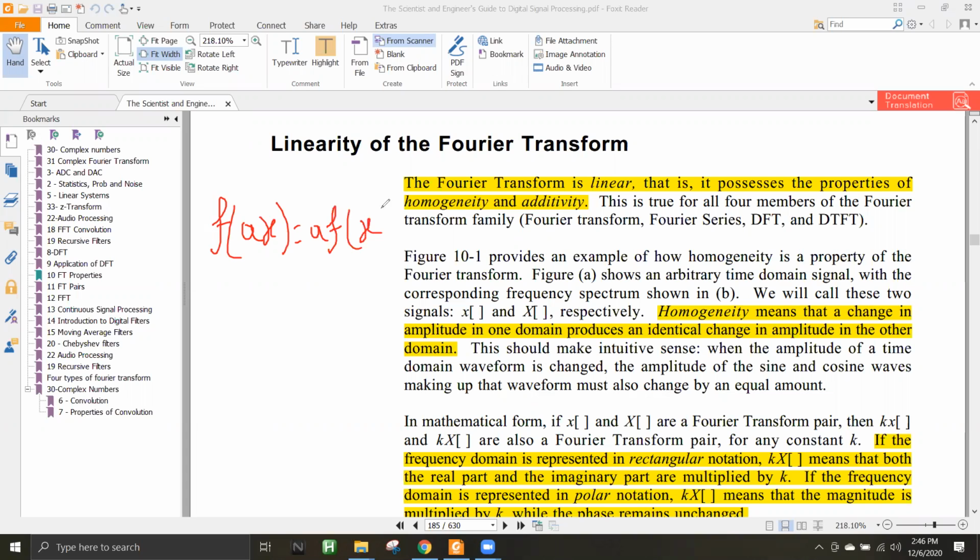And here, if this F is the Fourier transform function, that is the DFT function, then the DFT function follows this property. That is, if you scale the signal that you're passing to the function up, it would be equivalent to scaling the result of the DFT. So passing a scaled up version of the signal is equivalent to scaling the result of the DFT. So this is what it says.